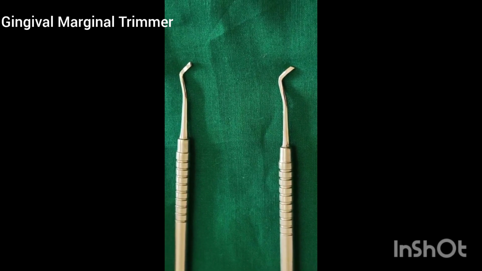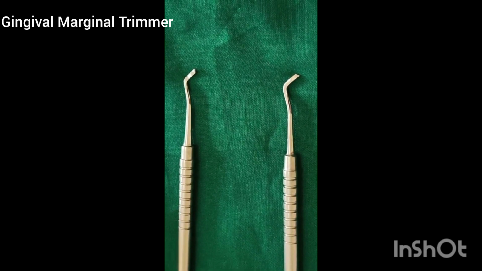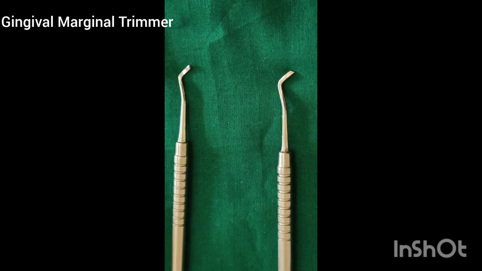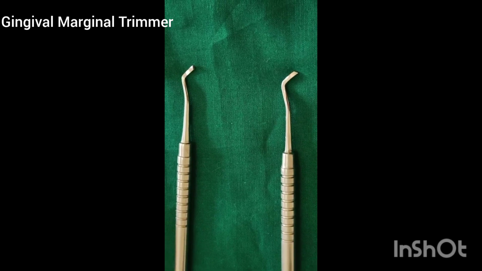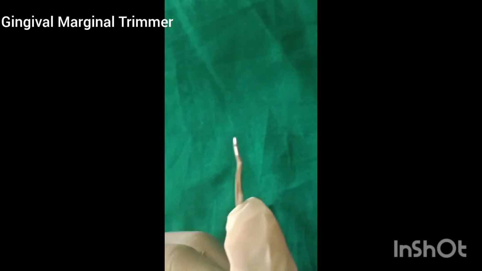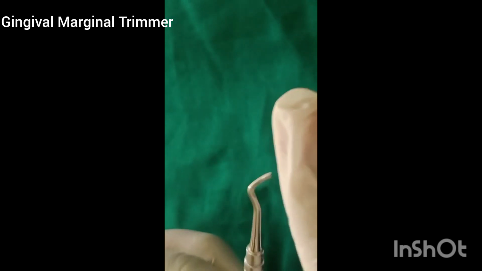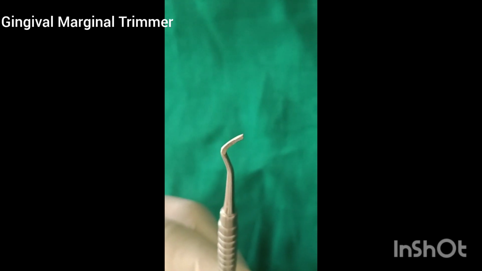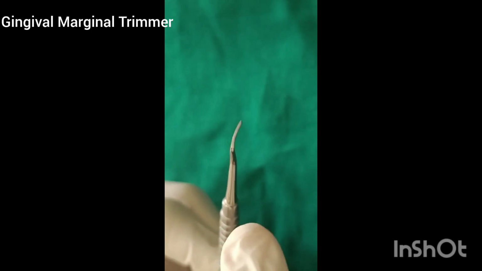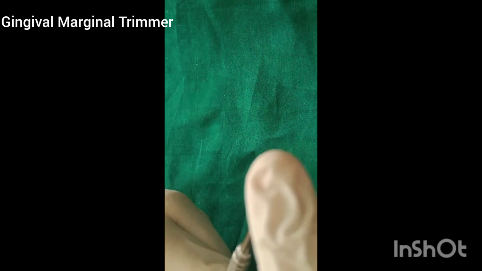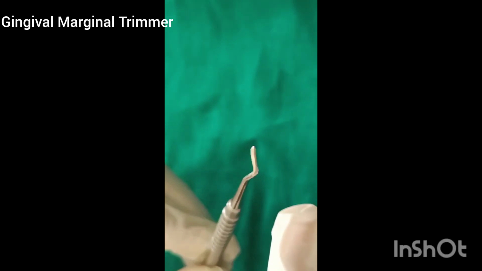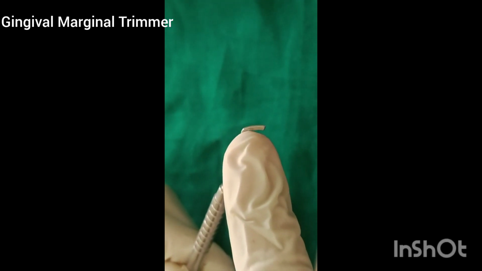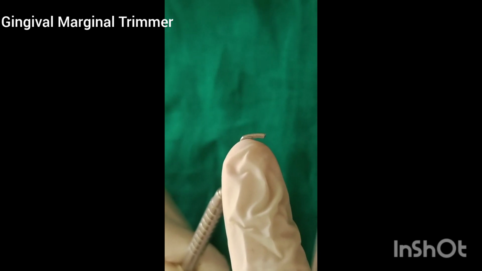Coming to another special type of chisel named gingival marginal trimmer. Gingival marginal trimmer is a modified enamel hatchet. The blade is curved and the primary cutting edge is at an angle to the axis of the blade. One more important point, the bevel for the cutting edge at the end of the blade is always on the outside of the curve. The face of the instrument is on the inside of the curve.